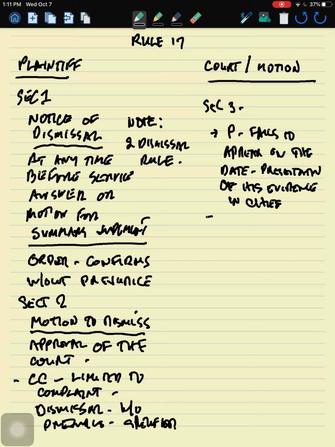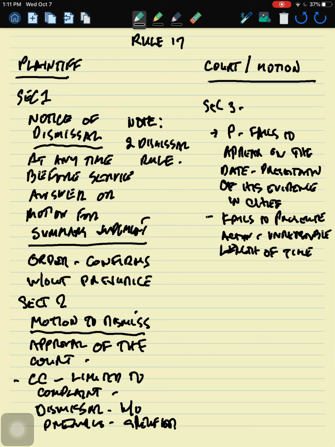Or the second, if for no justifiable reason the plaintiff fails to prosecute his action for an unreasonable length of time. And third, again, if for no justifiable reason the plaintiff fails to comply with the rules or an order of the court.